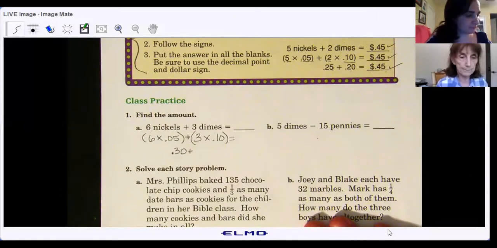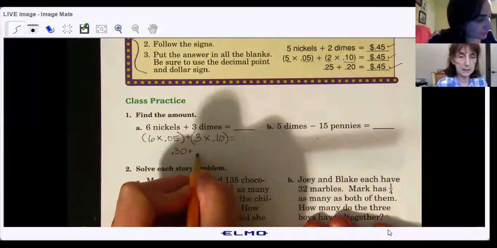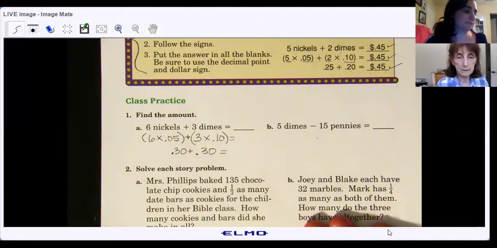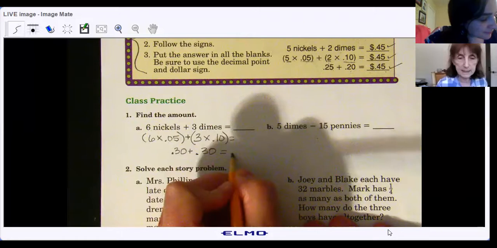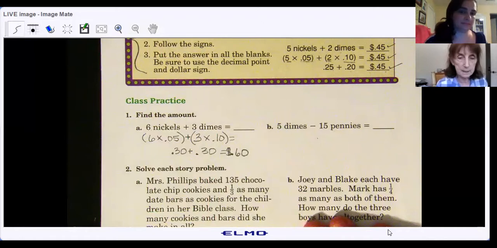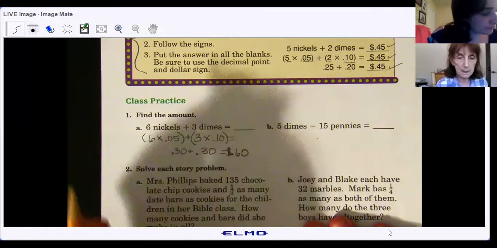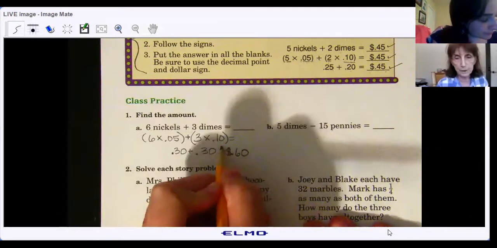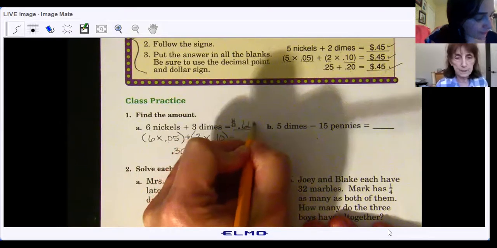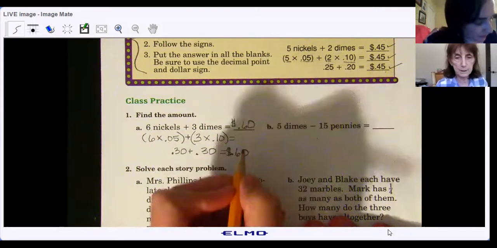0.30 plus 3 times 10 is 30 cents, 0.30. Okay, now 30 plus 30 is 60 cents. Dollar sign, decimal point, 60. 60 cents. And then you could put the 60 on the answer line. Put it down in 3 places, but don't forget your dollar sign and your decimal point.